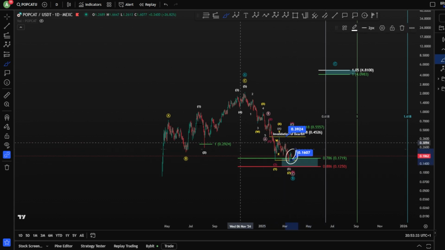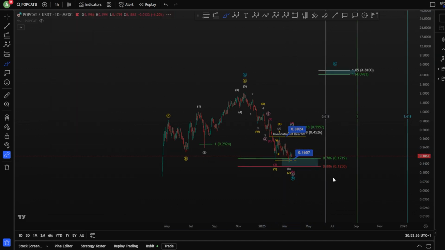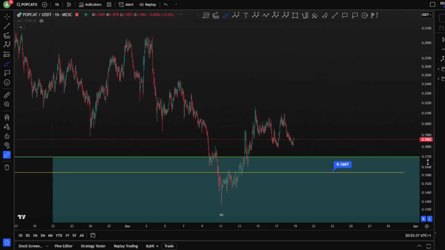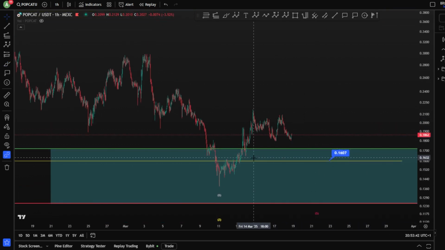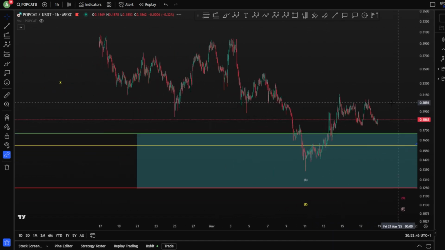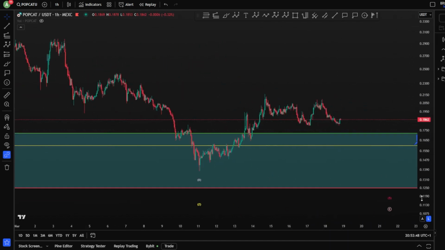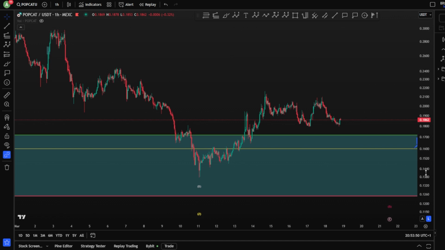Now, if we move inside it, because I know you would like to know more about what's going on inside it, is that an impulse or not? Well, if you look at it, it looks like an impulse. But as an analyst, I don't see it as an impulse.